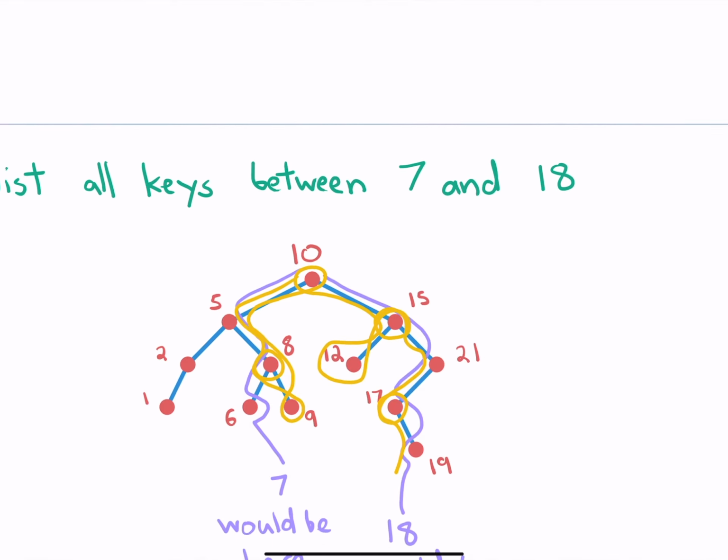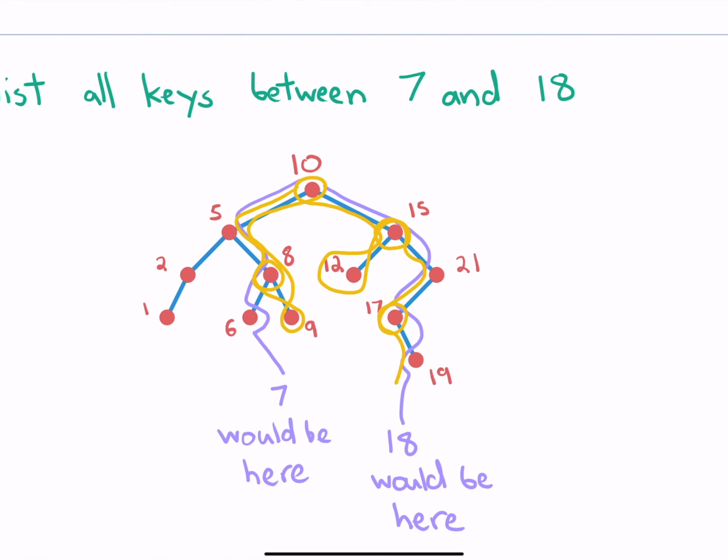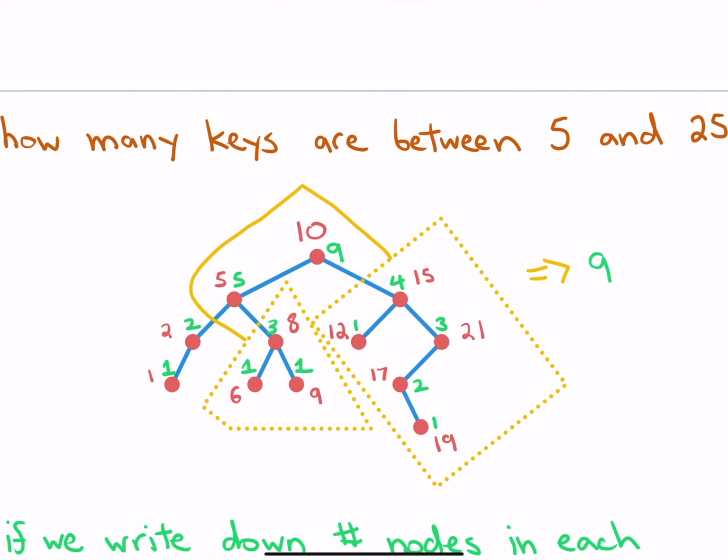A more elaborate thing like, can you list all the keys between 7 and 18? What you can do is search through the tree and figure out where 7 and 18 would be, and then you just have to list off all the keys in order that are between these boundaries. So by the time you have things in a tree, it becomes very easy to list off a whole range of keys. Other simple things.